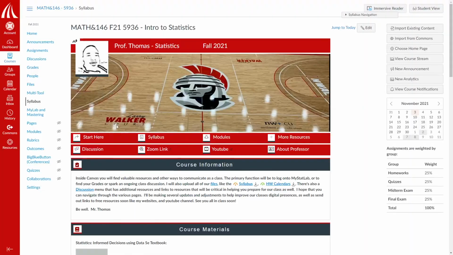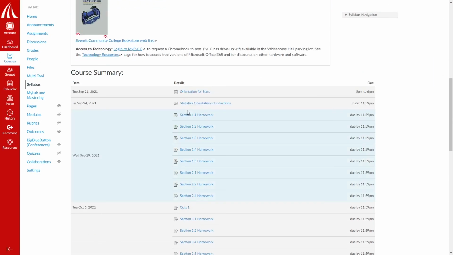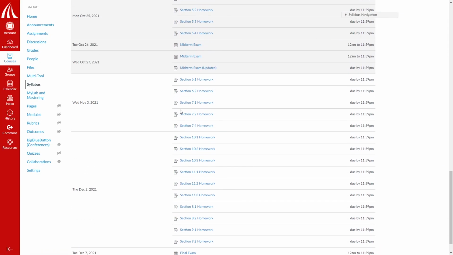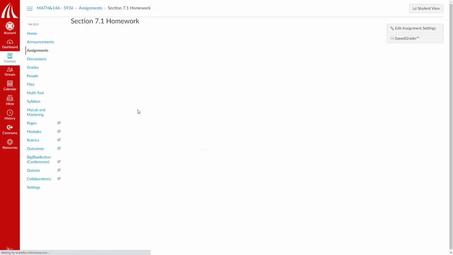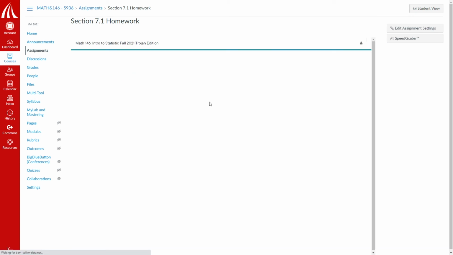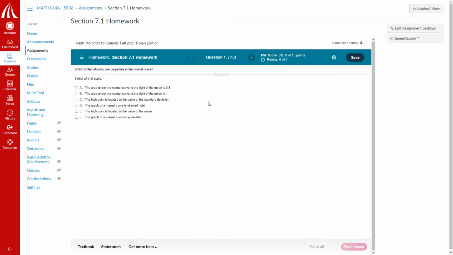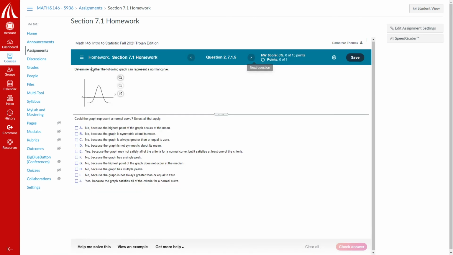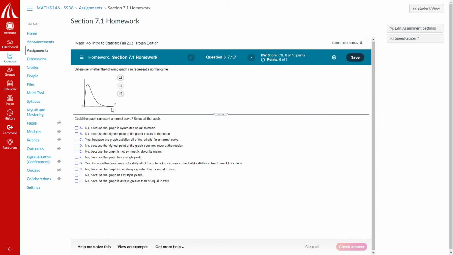Alright, we're going to take a look at some of the homework problems from Chapter 7. So let's take a look at 7.1 here. Just 15 questions. Which of the following is properties of the normal curve? That makes sense. Determine whether the graph can represent a normal curve. You saw the problem with that one. We had some negative values in there.